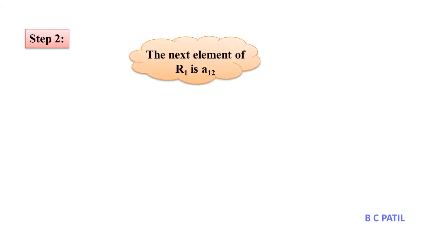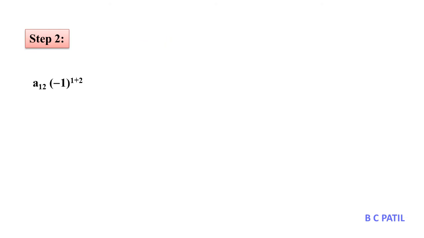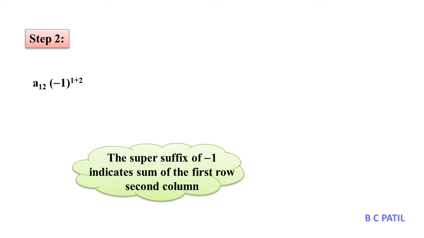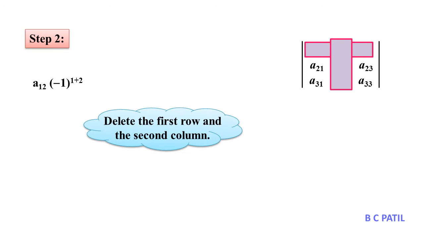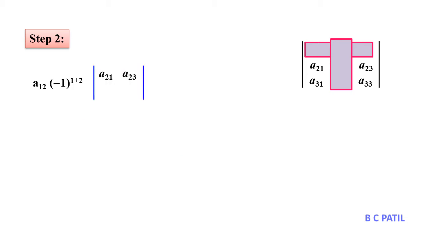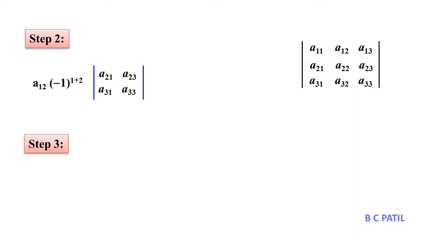Step 2: The next element of R1 is A12. A12 into minus 1 raised to 1 plus 2. The superscript of minus 1 indicates the sum of the first row, second column element. Delete the first row and the second column element. The rest of the elements are A21, A23, A31, A33.